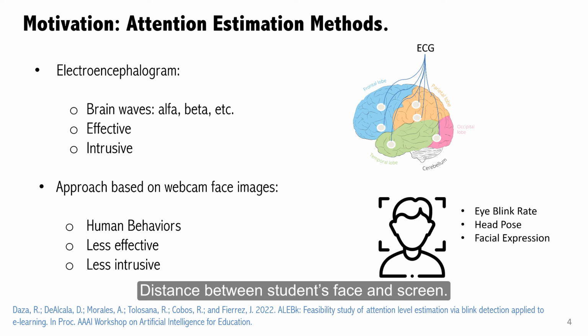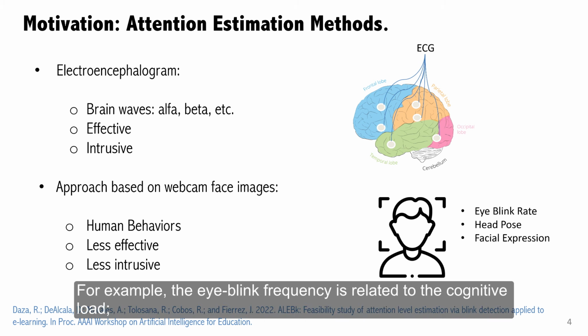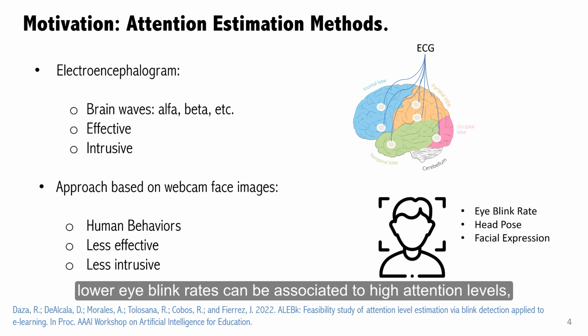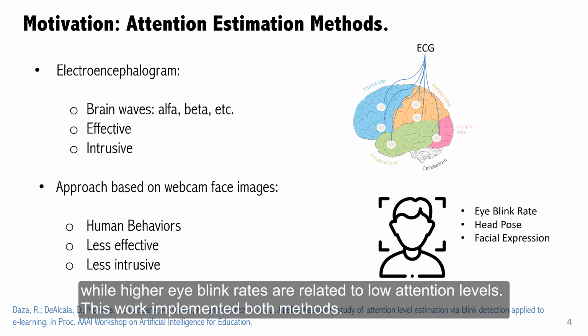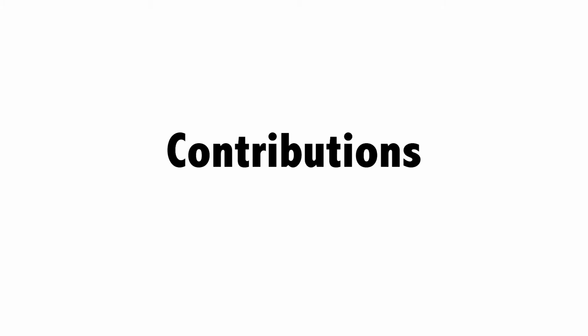Human behavior generates useful features to assess the attention level, related to students' pose, students' facial expressions, distance between students' face and screen, and eye blink. For example, the eye blink frequency is related to the cognitive load. Lower eye blink rates can be associated with high attention levels, while higher eye blink rates are related to low attention levels. This work implemented both methods.